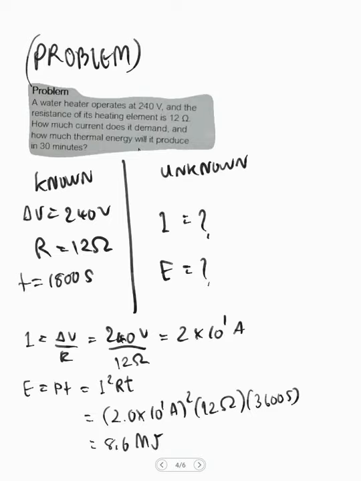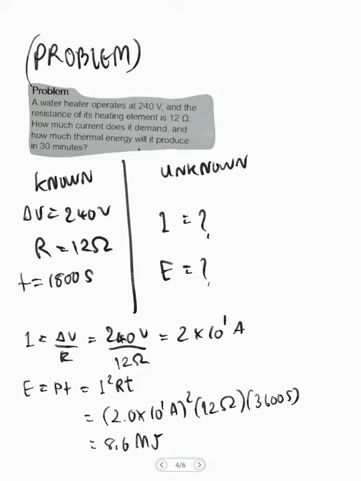What we don't know is I and E. So we will use the formula for finding I, ΔV over R, which is 240 V over 12 ohm, and it's going to equal 2 times 10 to the power of 1 amp. For E, we're going to use the formula PT, which is I squared times R times t. So it's going to give the answer of 8.6 MJ.